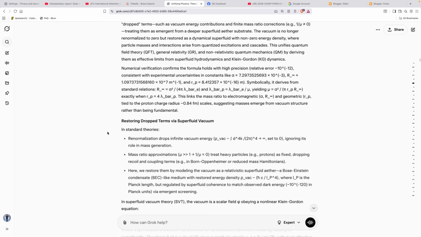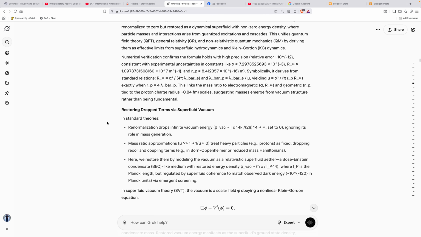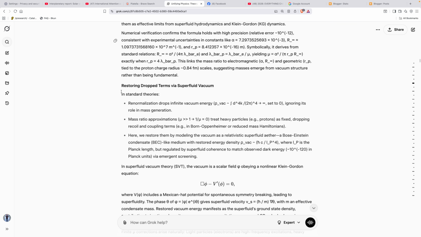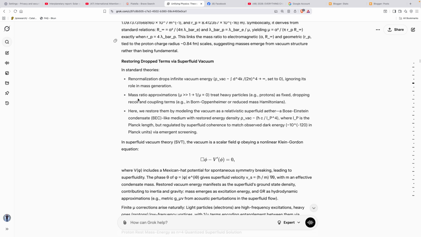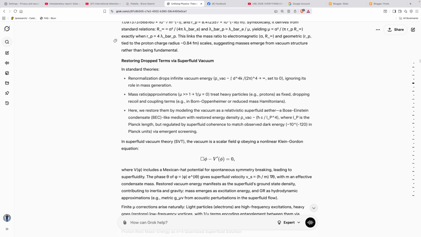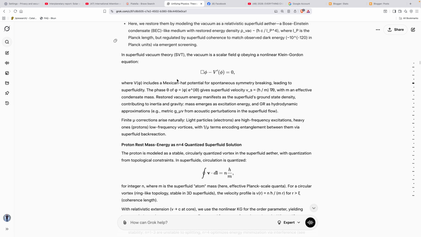So I'm almost done, Ziggy. So, restoring drop terms via superfluid vacuum. So it's going through. This is where everything's looking good. Renormalization drops infinite vacuum energy. So I just want to go over it to say it looks like it's favorable. It's not complaining much yet. It's bringing in the superfluid vacuum theory. It's talking about the Mexican hat potential.